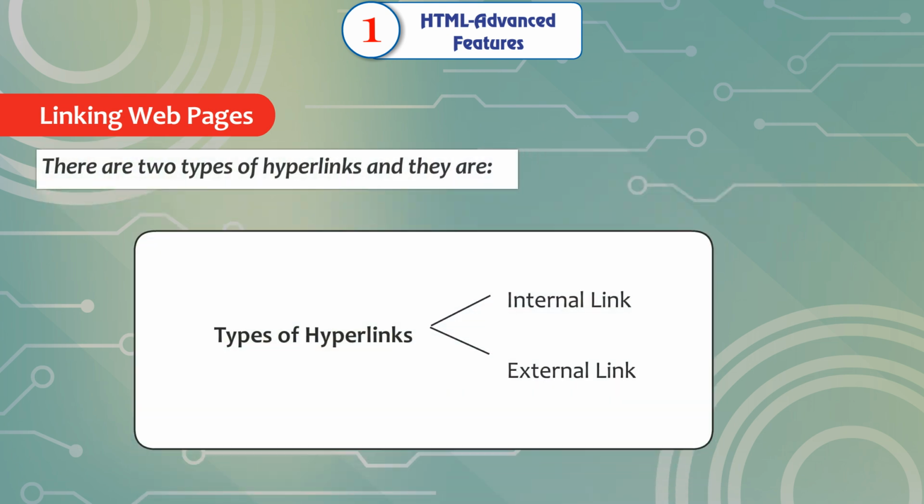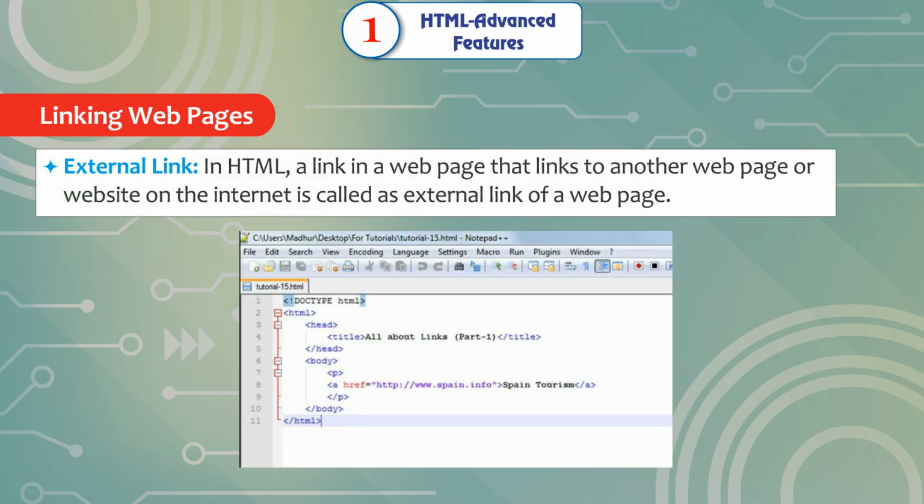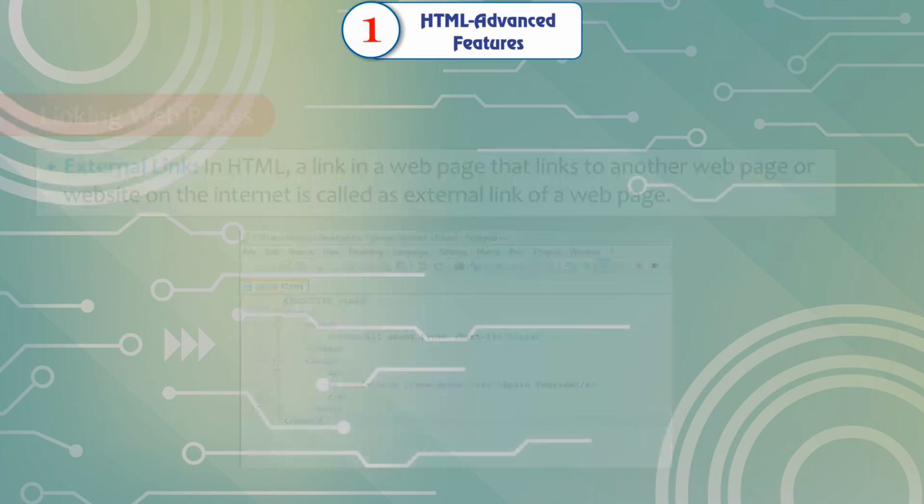There are two types of hyperlinks: internal link and external link. Internal link. In HTML, a link in a web page that connects to another part of the same web page is known as an internal link. External link. In HTML, a link in a web page that links to another web page or website on the internet is called an external link of a web page.